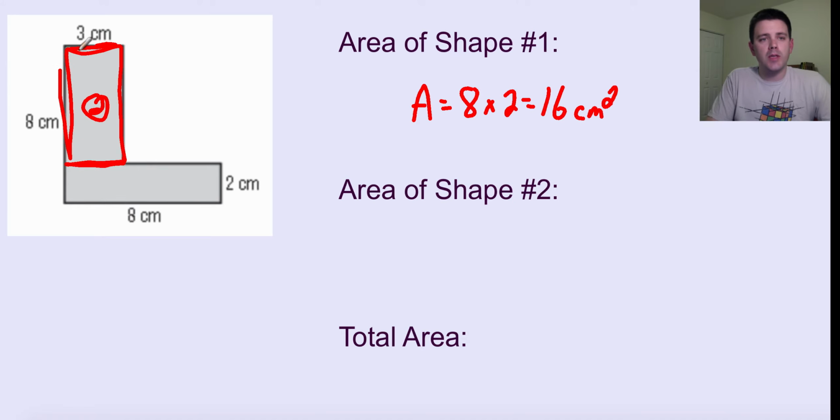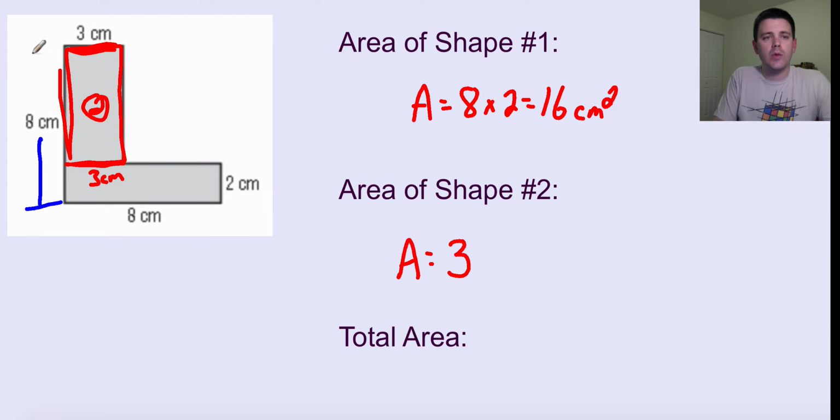Now, the base is pretty easy. That's my 3 centimeters. My height is going to be a little bit different, and this is where you got to kind of look closely at the problem. A lot of us are going to go, oh, my height is 8, but 8 is the distance all the way from the bottom to the top. But I don't want to go all the way from the bottom to the top. I only want to go from the top to here. So I don't want to go the full 8. I need to know what is this shorter distance here.